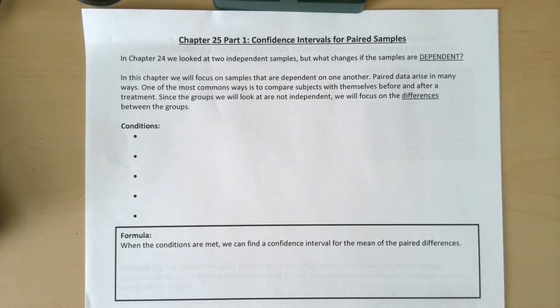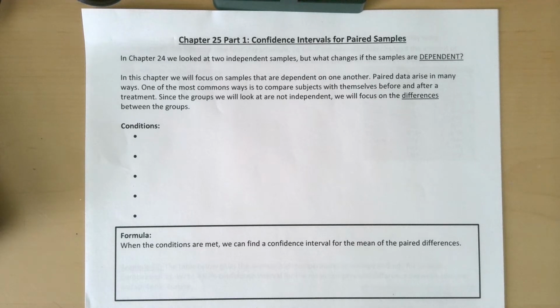Chapter 25, Part 1, we are going to look at confidence intervals for paired samples. So in Chapter 25, we looked at two independent samples, like men and women. We said that a person could not be in both groups at the same time. But what happens if those samples are dependent? In this chapter, we're going to focus on samples that are dependent on one another.